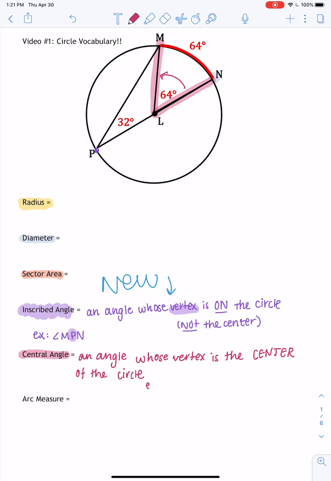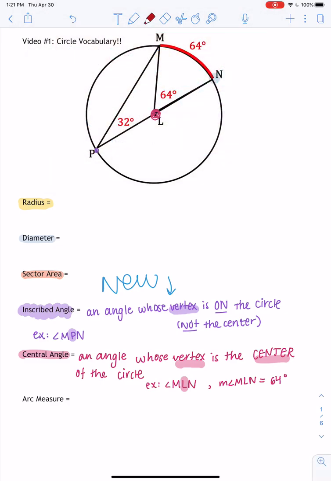So for example, we have angle MLN. L is the vertex and the center. And we know as an example, the measure of angle MLN in this diagram is 64 degrees. I'm going to erase what we've got so far.